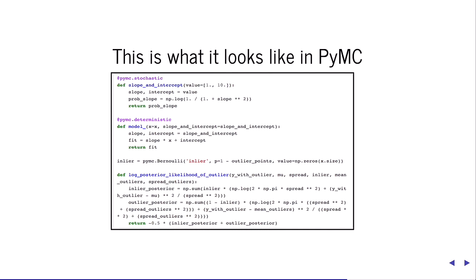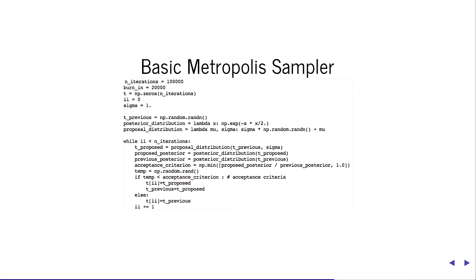But the problem is this implementation is very simple. Generally, it doesn't really work well because it doesn't have convergence properties. It doesn't provide anything very useful other than the sampler itself.